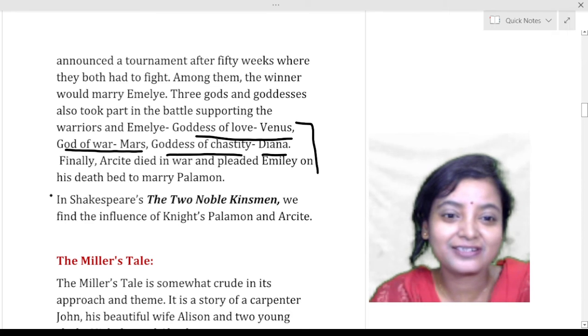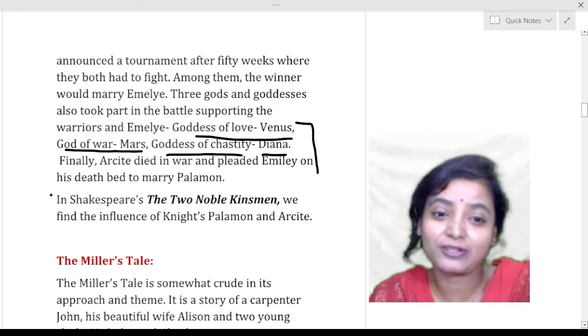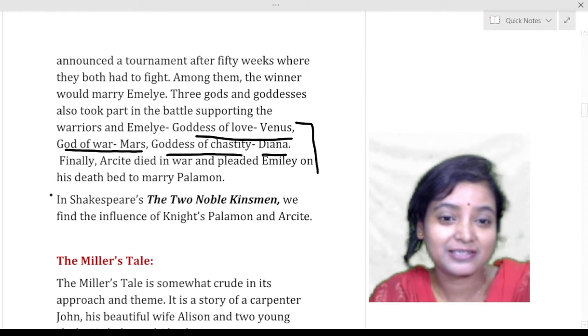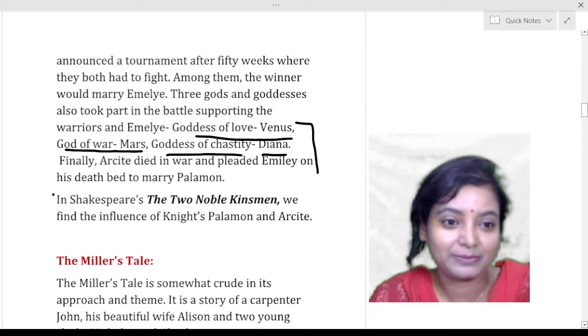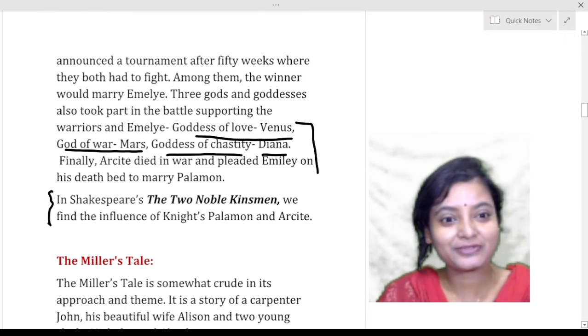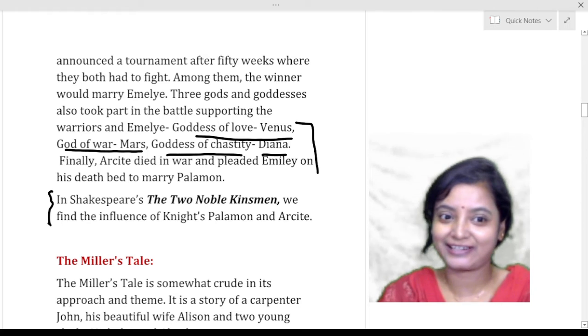And in Shakespeare's The Two Noble Kinsmen, we still find the influence of the Knight's Tale. Palamon and Arcite were the two noble kinsmen. So it is very important to note down which play of Shakespeare follows Chaucer's The Knight's Tale.